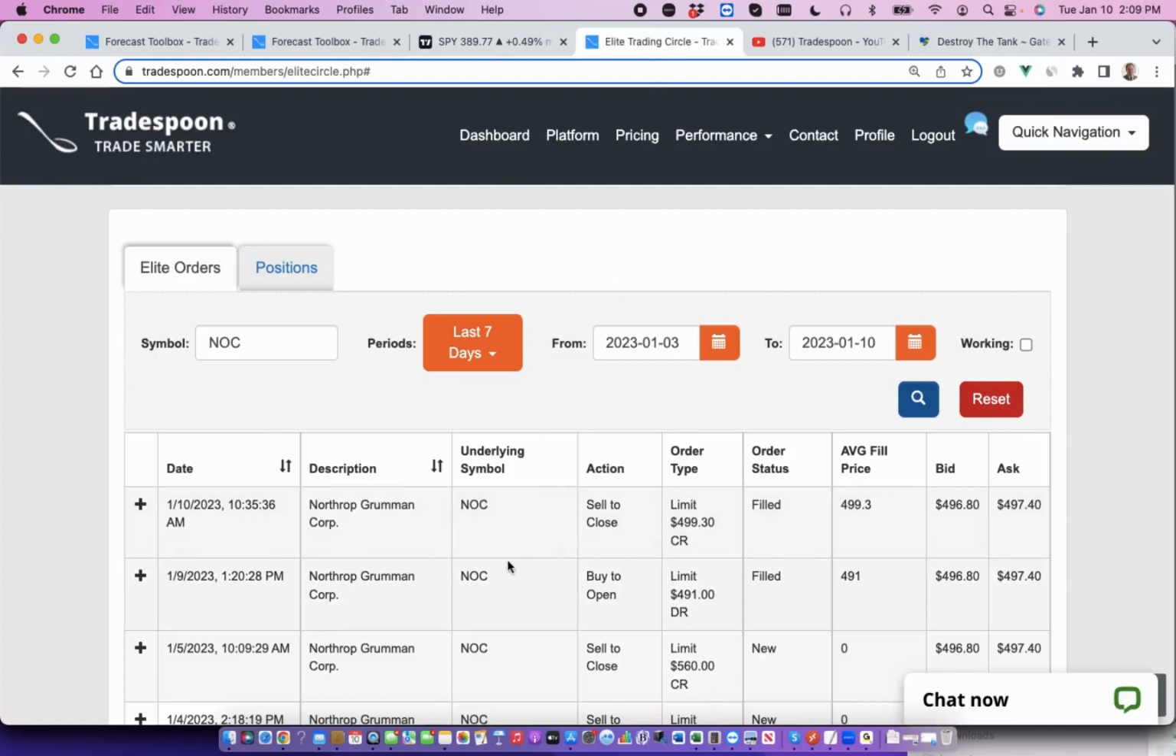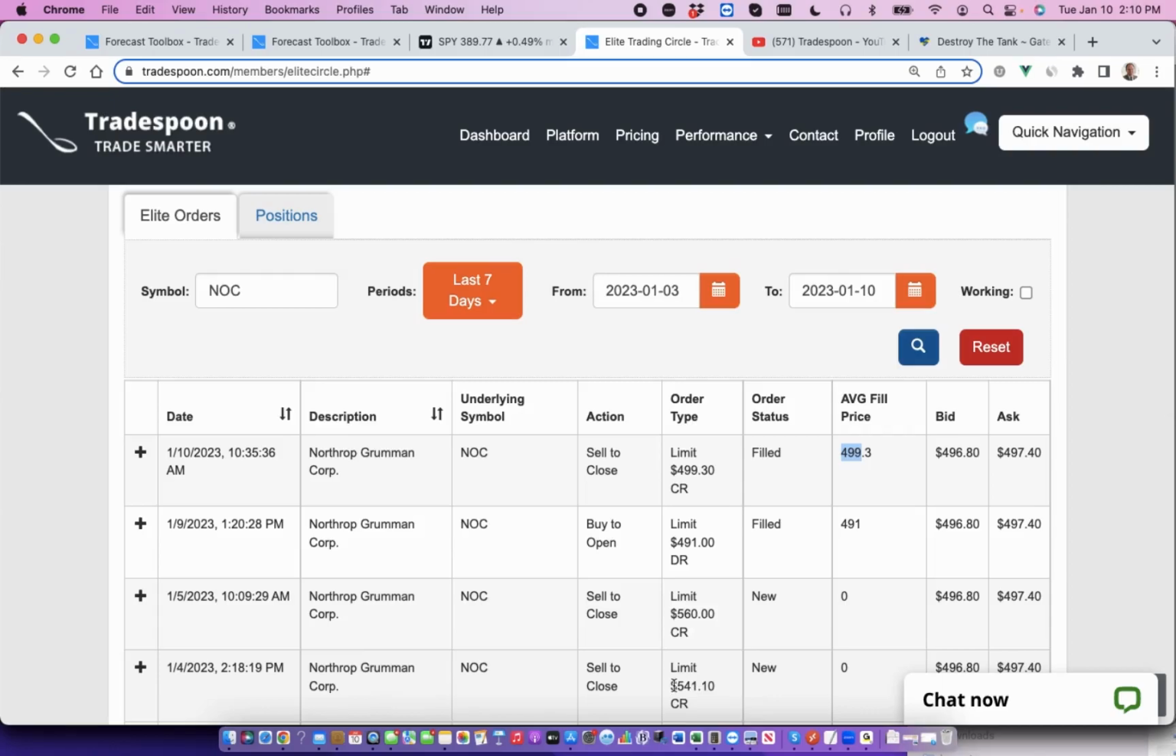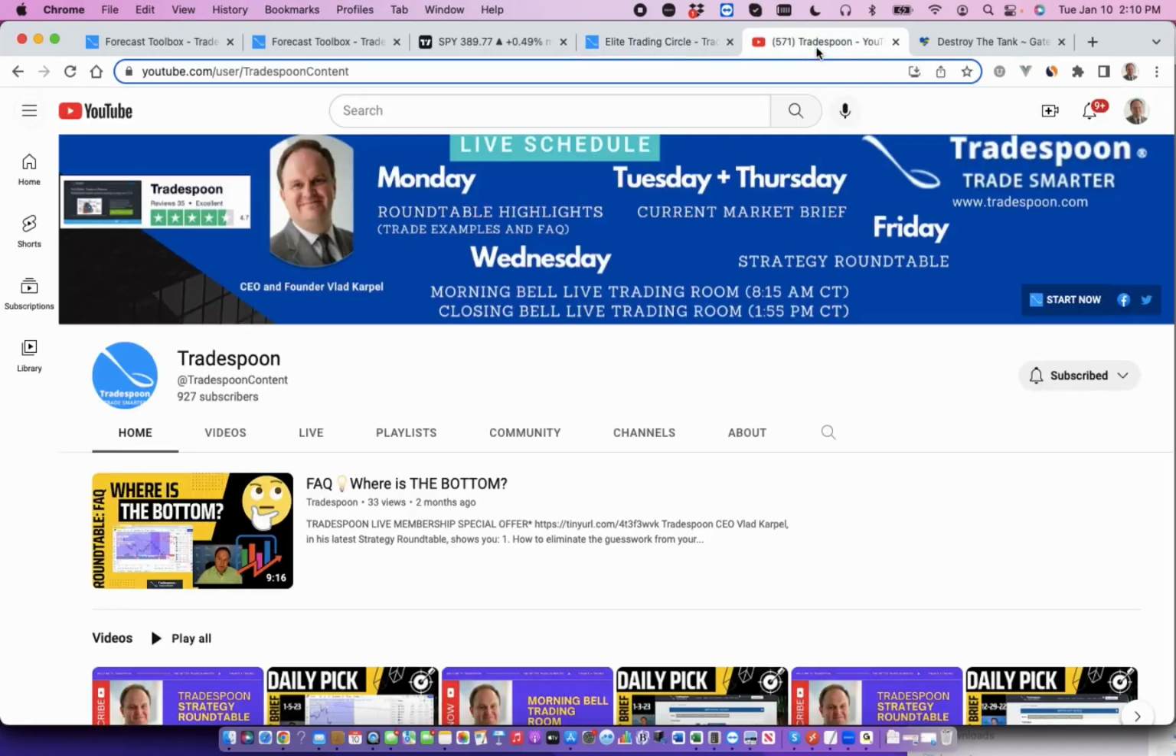I'm continuing to trade around NOC on the pullbacks. Yesterday, the price pulled back to 491. I made close to 2% today, holding for a short period of time. Again, I'm continuing to trade around this position. My next trigger points are 541 and 560. So continue to trade around NOC.